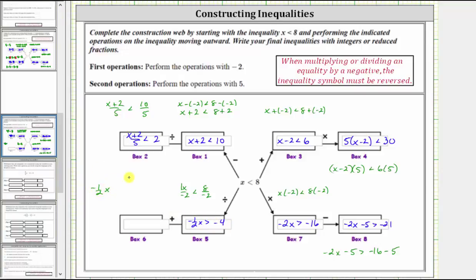And finally, in this direction, we add +5 to both sides of this inequality, which gives us -1/2 x, or if we wanted to, x divided by -2, plus 5 is greater than -4 plus 5. We'll leave the left side as it is, -1/2 x plus 5 is greater than, and on the right, -4 plus 5 is +1. I hope you found this helpful.